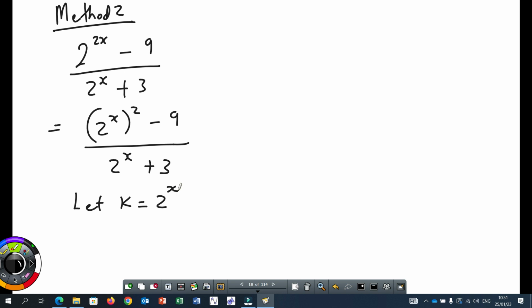Once I do this, it means where there is 2 to the power of x, I'll put what? k there. So what this means is that, therefore, we end up having k squared minus 9 over k plus 3.